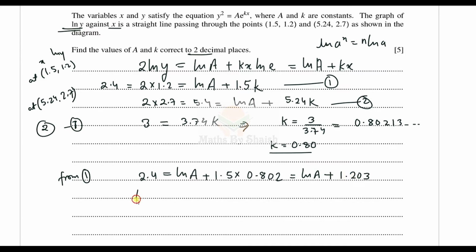So it means ln a is equal to 2.4 minus 1.203, which is going to be, let me calculate it, 1.197, and hence a will be e raised to the power 1.197, and it is going to be, let me calculate through the calculator, it is coming 3.3101 and so on, so it can be written as 3.31 because we require the answer till 2 decimal places.